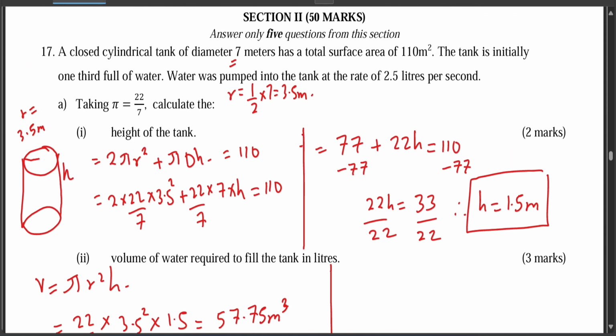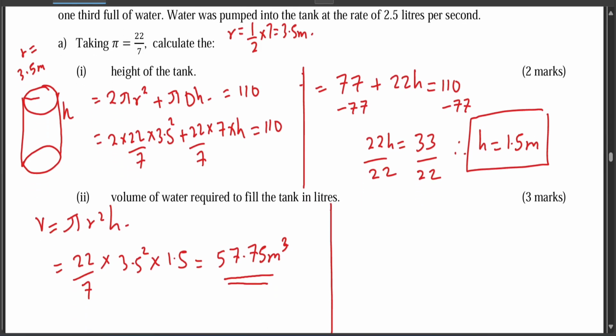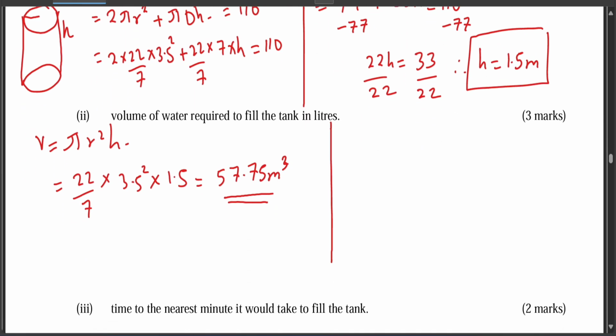you had already filled a third, so the tank is a third full of water. So you just need to find the volume that remained to be filled, which is 2/3. So 2/3 of 57.75 will be how much? So answer times 2/3, so it gives you 38.5 cubic meters. So that's not your answer.